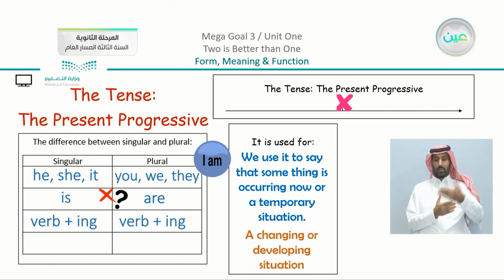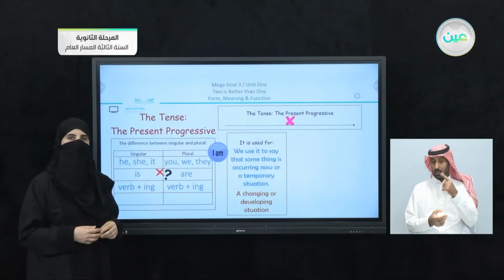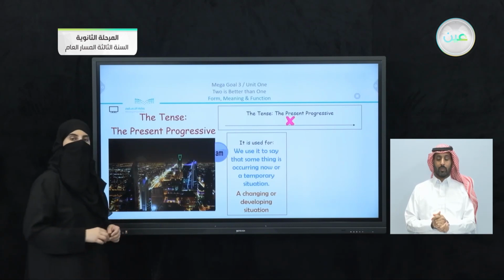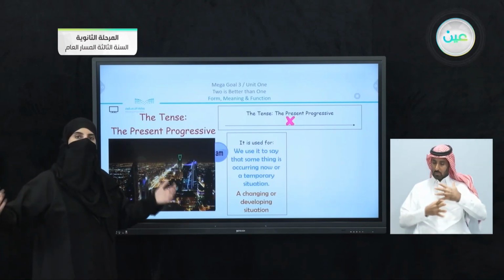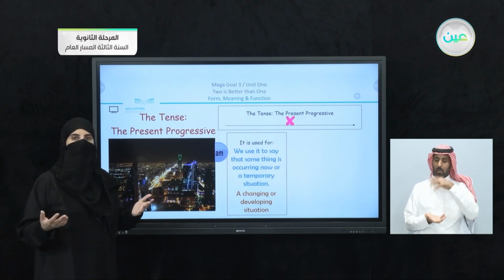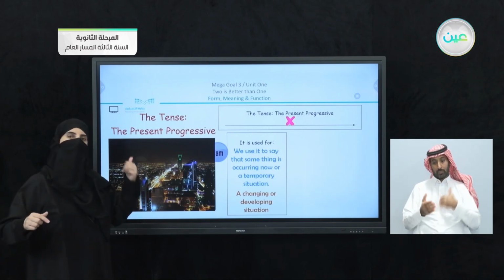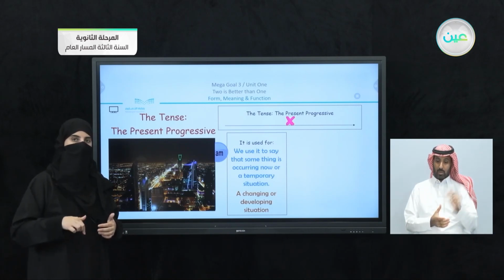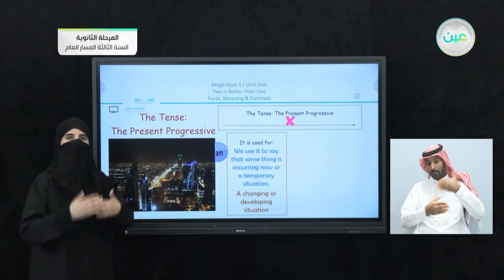And here, just to add, we can also use the present progressive in changing or developing situations. Like what? We can say, for example, Riyadh is getting bigger and bigger. So I am saying that Riyadh is getting bigger. Is getting, we have the present progressive. Is it something that is just happening? No, it is something developing and also changing.